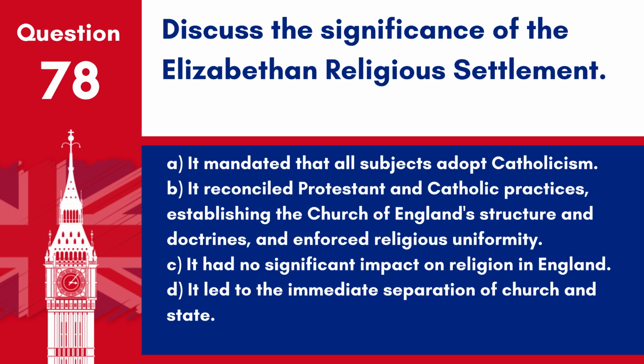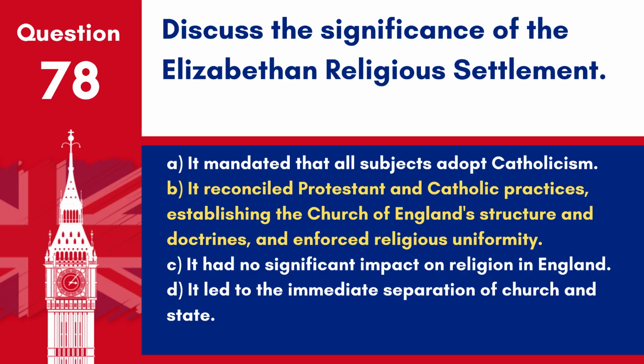Question 78. Discuss the significance of the Elizabethan religious settlement. A. It mandated that all subjects adopt Catholicism. B. It reconciled Protestant and Catholic practices, establishing the Church of England's structure and doctrines, and enforced religious uniformity. C. It had no significant impact on religion in England. D. It led to the immediate separation of church and state.